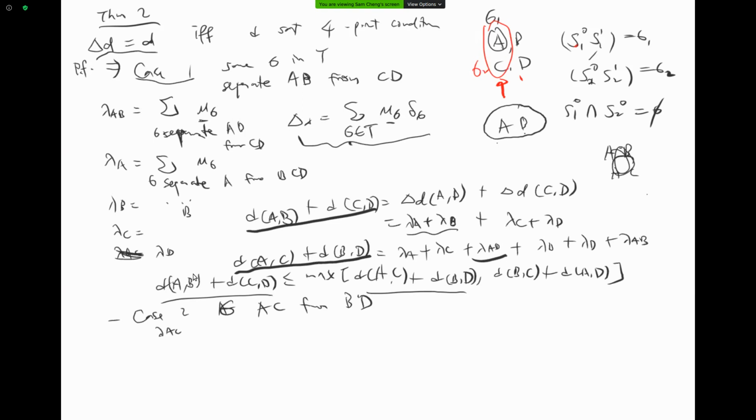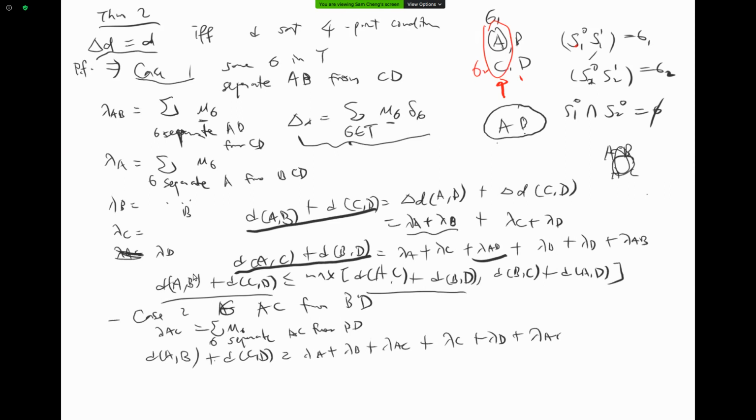It's defined in the same way, basically the sum over all the mu sigma such that sigma separates AC from BD. And for the rest, lambda A, lambda B, lambda C, lambda D are defined in the same manner. And then again we can do the same check here. So I have DAB plus DCD. In this case it will be equal to lambda A plus lambda B plus lambda AC plus lambda C plus lambda D plus lambda AC.